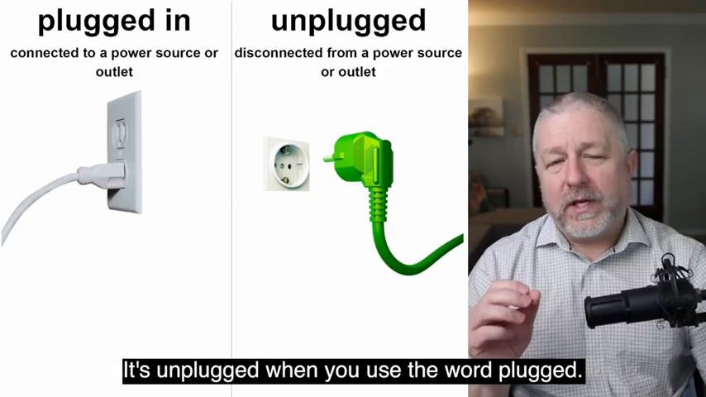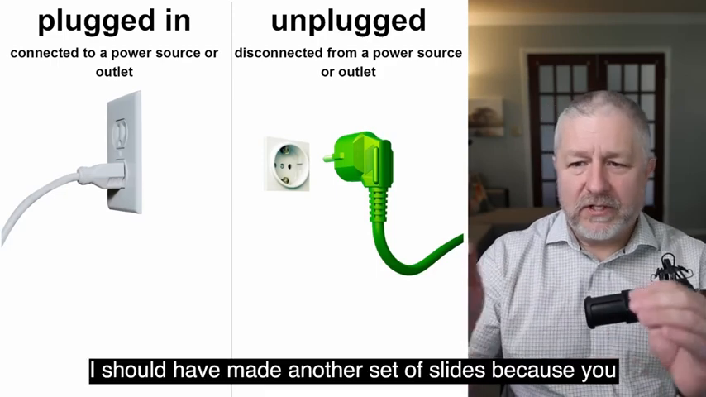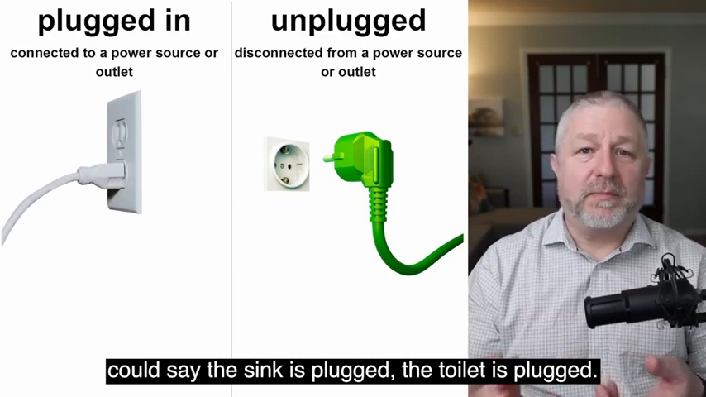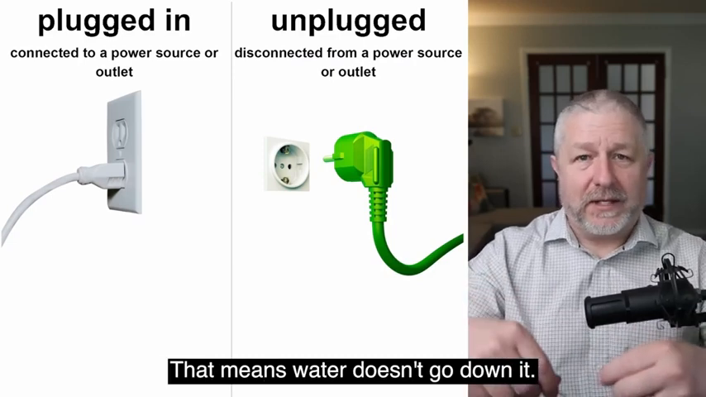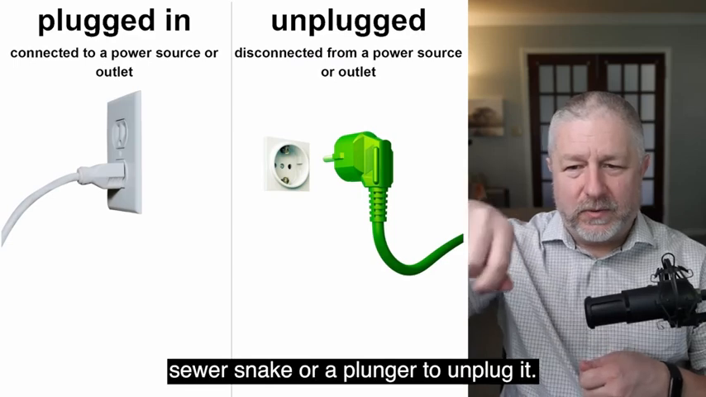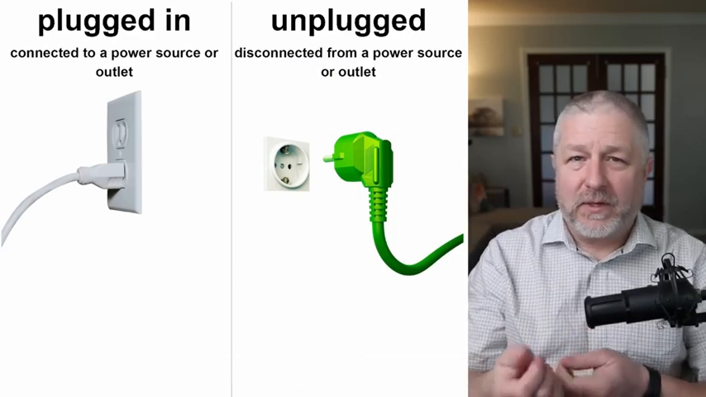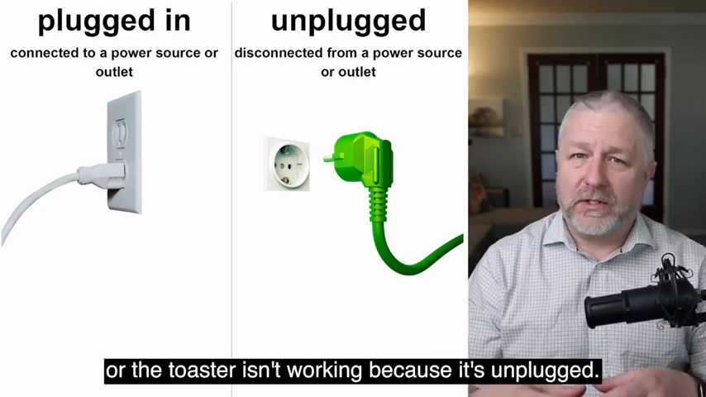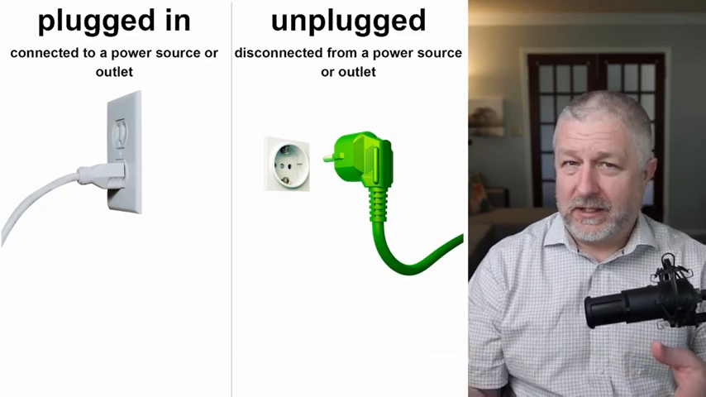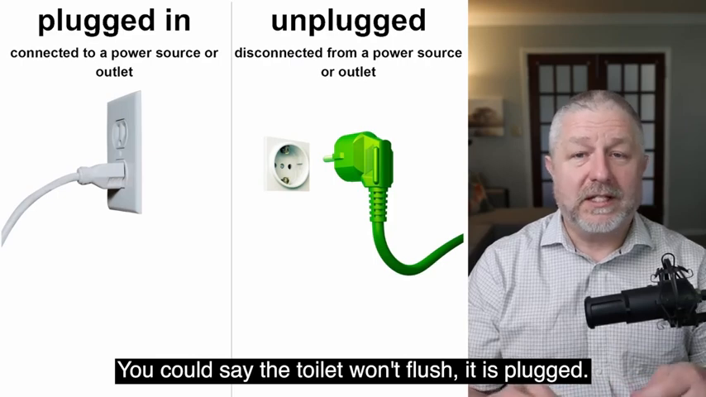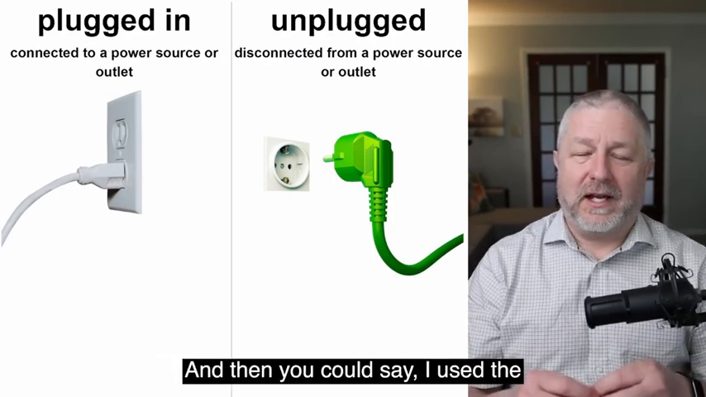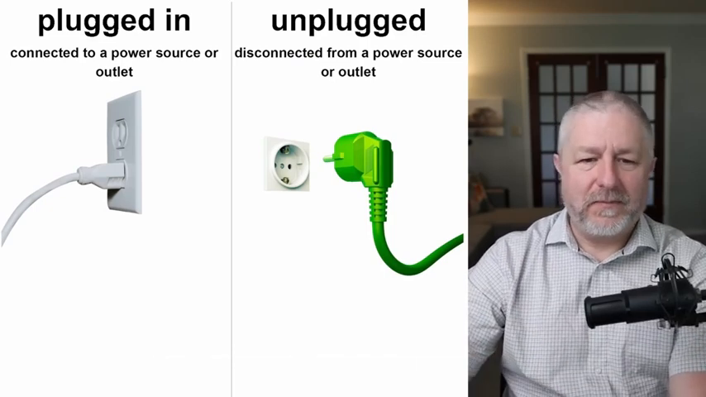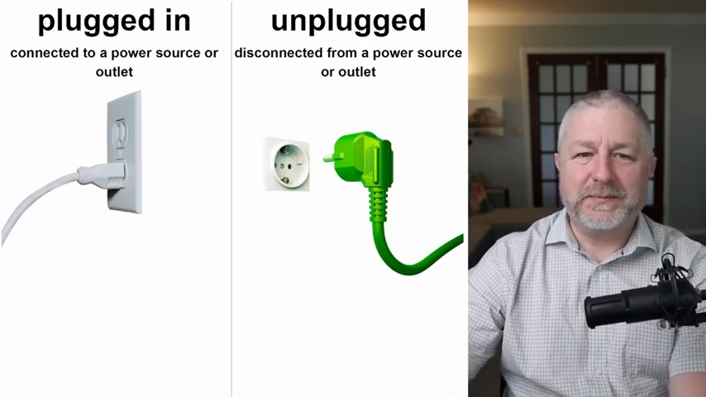It's unplugged. When you use the word plugged, I should have made another set of slides because you could say the sink is plugged, the toilet is plugged. That means water doesn't go down it. And then you need to use either a sewer snake or a plunger to unplug it. So let me back up. You could say the toaster is plugged in, or the toaster isn't working because it's unplugged. You could say the toilet won't flush, it is plugged. And then you could say, I used the plunger and now the toilet is unplugged. So I should have made two different sets of slides for that, but that's how you would use those two.